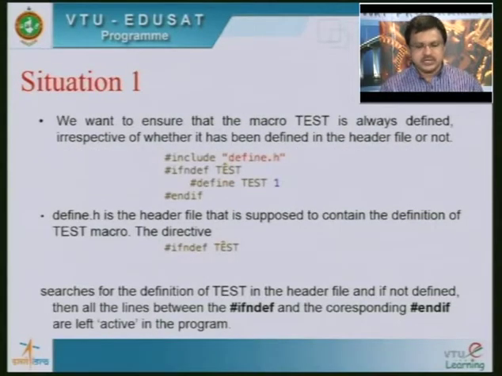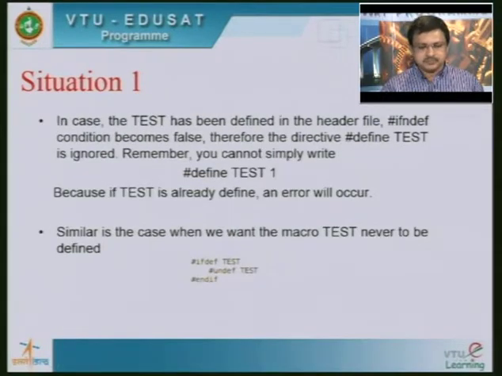The first one was fairly simple. You have a macro called test, and it is the one that you want to define, and you want to define it only if it is not defined earlier. So, you use the if not defined test directive. If it is not defined, you are defining it now, hash define test. So, the first one was a fairly simple case.